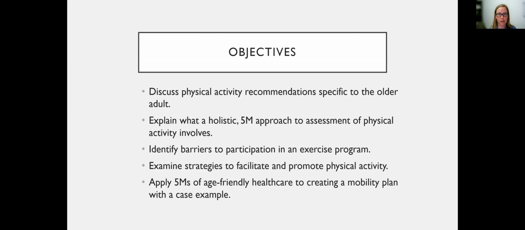So today, I just want to talk about the overall physical activity recommendations for the older adults, as well as the holistic and 5M approach to the assessment of physical activity and what that involves. I know we talk a lot about the 4Ms, but I'm going to encourage you to think about the 5th M of multi-complexity that we'll talk about as well. So that's where the 5th M comes from.